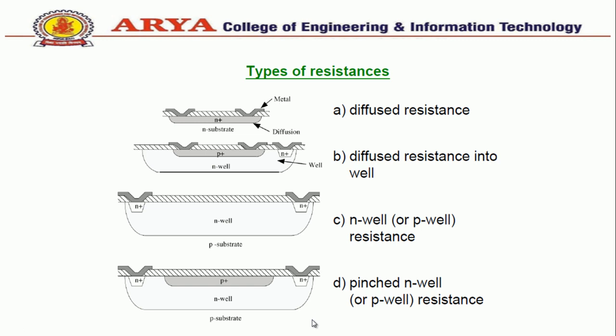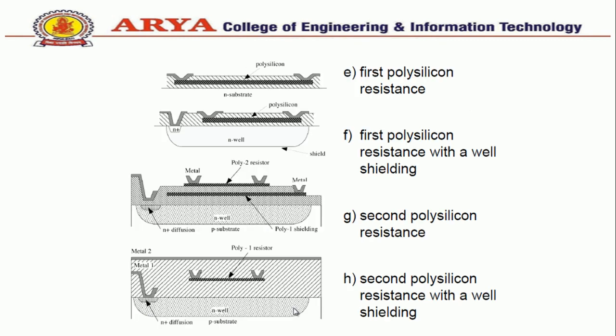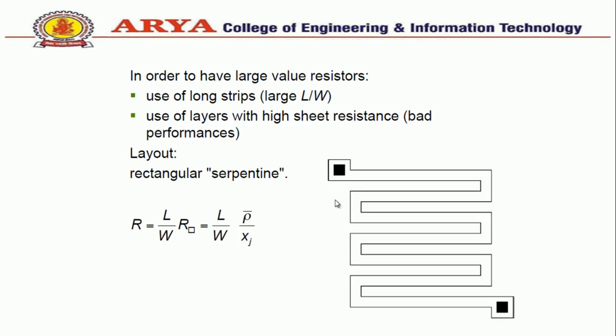Moreover, the conduction takes place in the bulk of the material, so we have a reduction of low frequency noise as well. So we can also design the resistors with polysilicon as shown in figures E and F, and G and H. Now the accuracy of the integrated circuit.